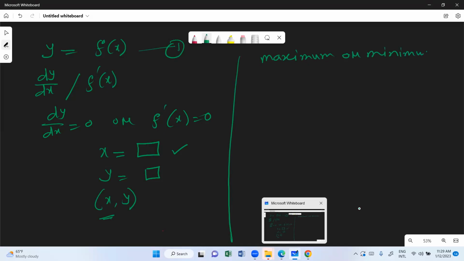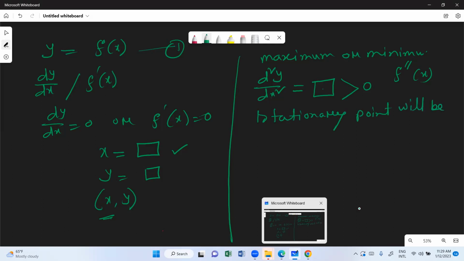We will differentiate y two times. That means we will get d square y by dx square, or we can write f double prime x. So for d square y by dx square, here we will put the x value. If d square y by dx square is greater than 0, if it is positive, then the stationary point will be minimum.